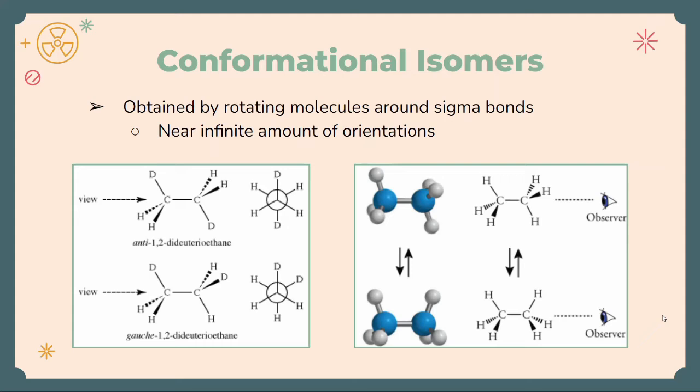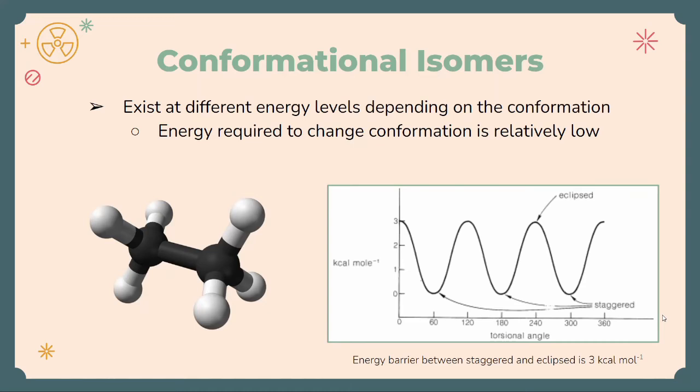From these rotations, there can actually exist a near infinite amount of conformational isomers. Depending on the shape and orientation, different conformational isomers exist at different energy levels, though the energy required to rotate from one shape to another is actually relatively low. From this graph for ethane, we can see that the energy difference between the two most extreme forms is only around 3 kilocalories per mole. So even at room temperature for ethane, there can be up to 10 to the power 10 rotations per second.